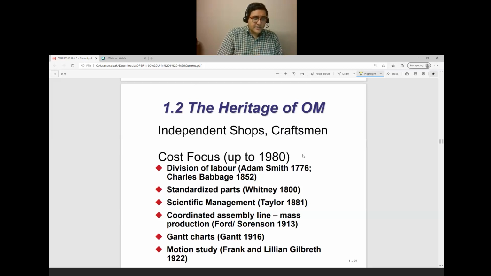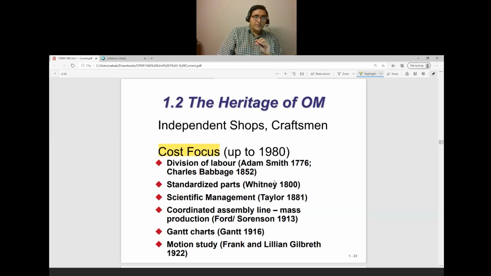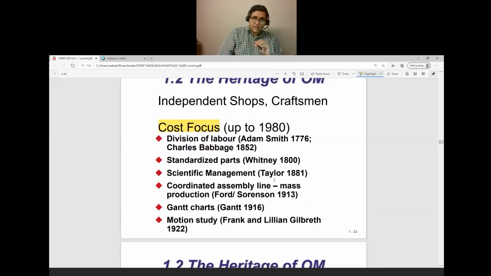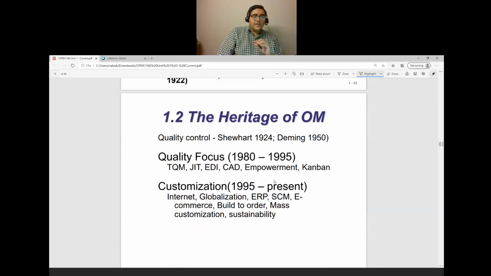Now, I go back a little bit to the history of operations management. It started initially with a focus on the cost aspect. Until the 1980s, the focus was mostly on trying to find methods of reducing costs. There are different ways in which it started, initially with the division of labor and the use of standardized parts, and so on. We are not discussing much of the theory, but always remember that the focus initially was on cost.